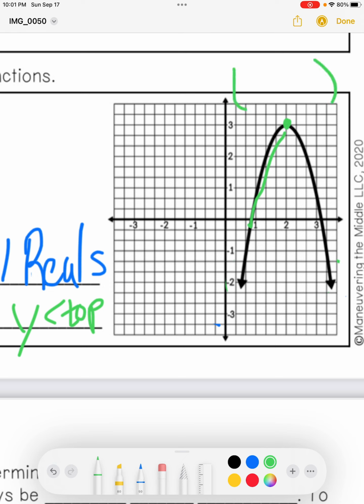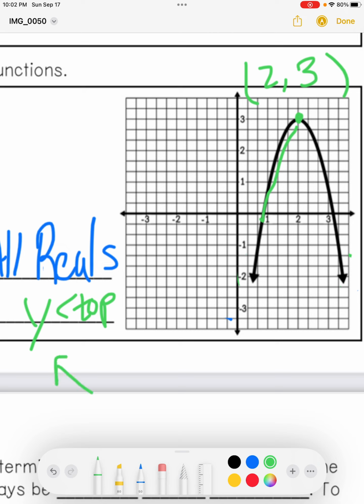Let's see. It looks like it's 2, 3. And this is range. So remember, we want y values. So that would be 3. So we can go ahead and say, well, the top value would be 3. And all we need to ask ourselves now is, would it be equal to or not equal to?